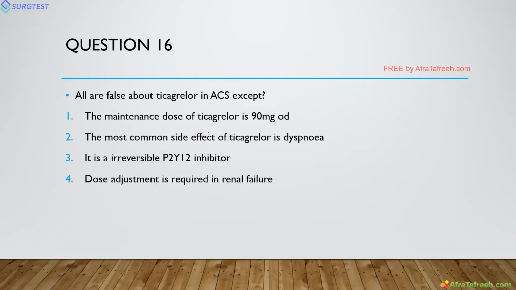Next, all are false about ticagrelor in ACS except. You should see the question. So we will discuss this question. The maintenance dose of ticagrelor is not 90 mg OD. It is 90 mg BD. The most common side effect of ticagrelor is dyspnea. Correct. Most patients on ticagrelor will come after PCI with dyspnea.